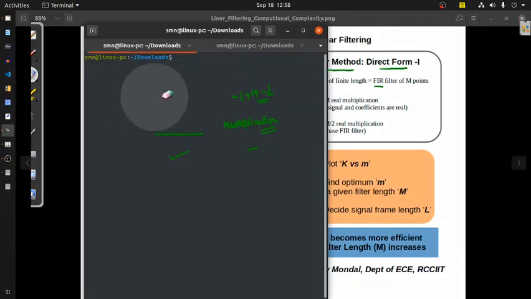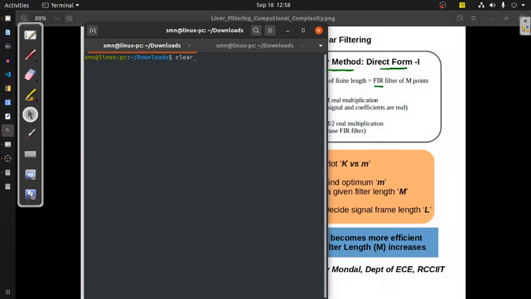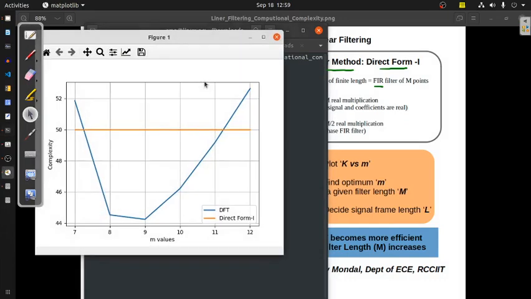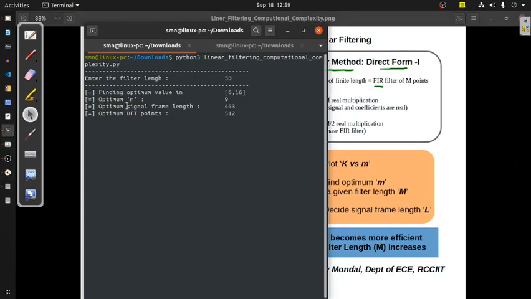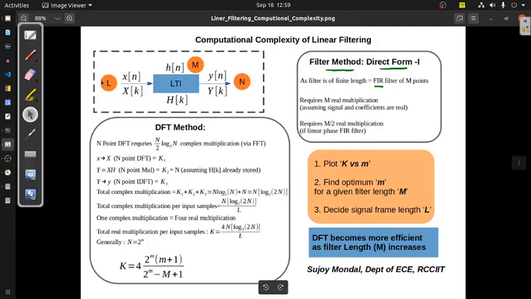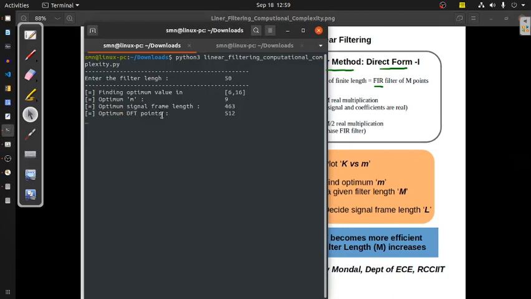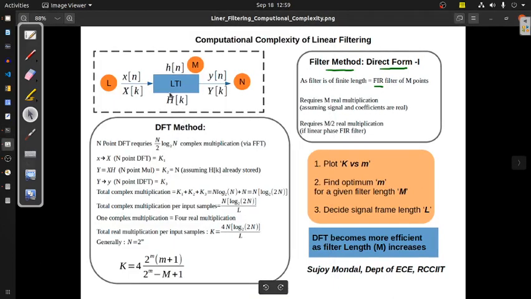So now if we do that here, let me run this code. It's asking for filter length. Let's say I'm giving filter length equals 50. Filter length equals 50 means I'm giving this value as 50, right? Then it finds that optimum M value is 9 and optimum signal frame length equals 463. That means optimum L value is 463 and optimum DFT points, capital N value, is equal to 512.